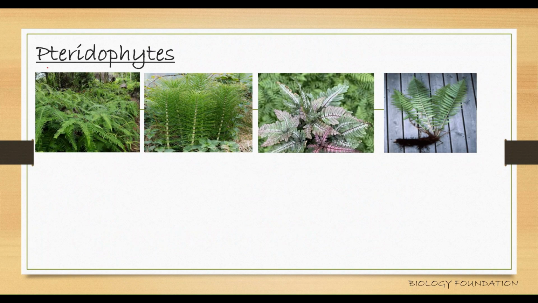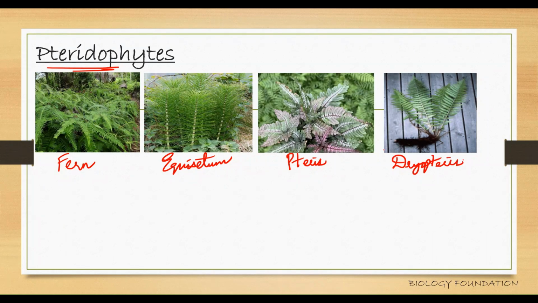Next group is pteridophytes. We talked about the division Thallophyta and Bryophyta. Next is Pteridophyta. What are pteridophytes? Here you can see plants: this is a fern plant, this is Equisetum, here you have Terrace, and this is Dryopteris. All these belong to pteridophytes.